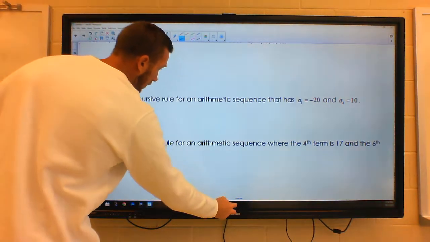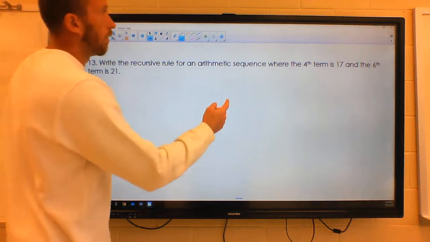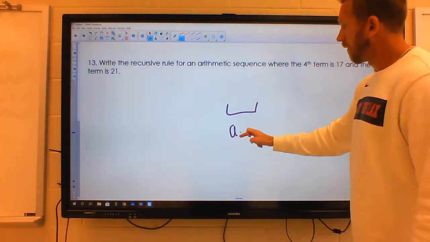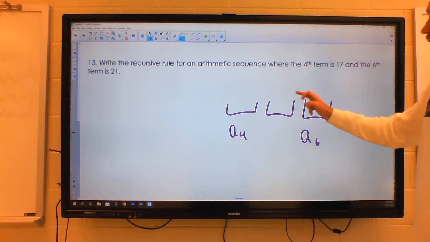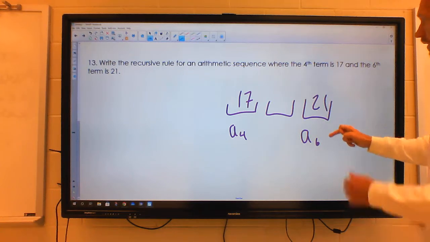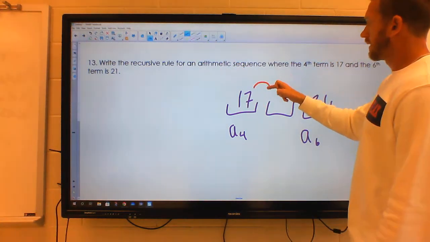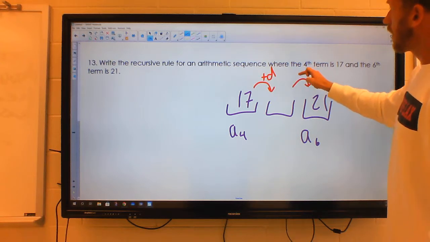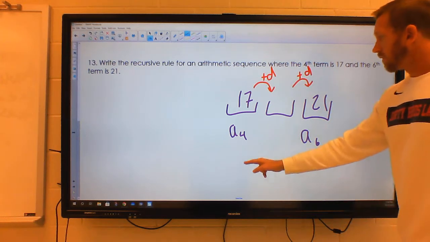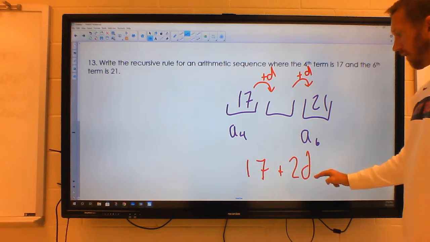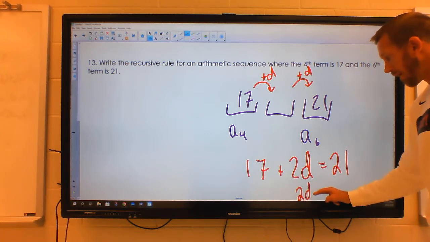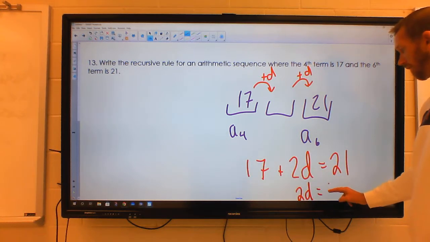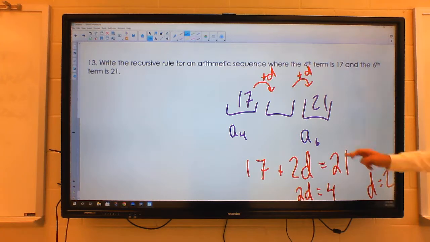All right, write the recursive rule for an arithmetic sequence. So this is our fourth term, fifth term, sixth term. Fourth term is 17, sixth term is 21. I'm going to do the same exact process. Add our common difference, add it again. So 17 plus 2 sets of our common difference gives us 21. When I subtract 17 from 21, I get 4, so 2 times the common difference is 4. The common difference is 2. Let's check if that works. Add 2 gets me to 19, add 2 more gets me to 21.